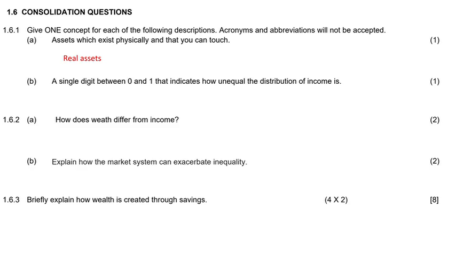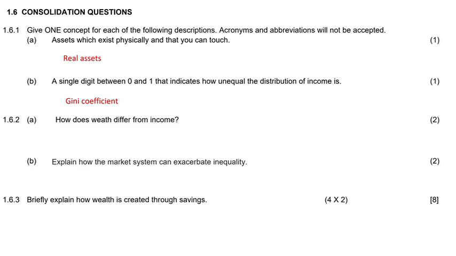A single digit between 0 and 1 that indicates how unequal the distribution of income is. Now remember, to measure the inequality of income, there were 3 methods we spoke about. We spoke about the quintile ratio, the Lorenz curve, and the Gini coefficient. So one of those 3 is a single digit between 0 and 1. And the answer that we're looking for here is Gini coefficient.